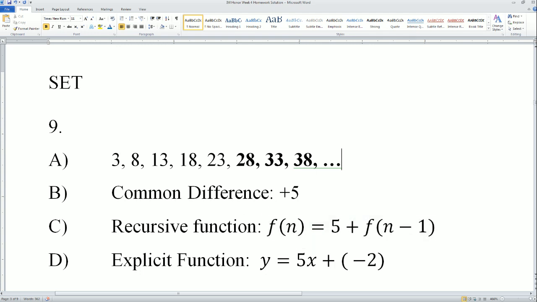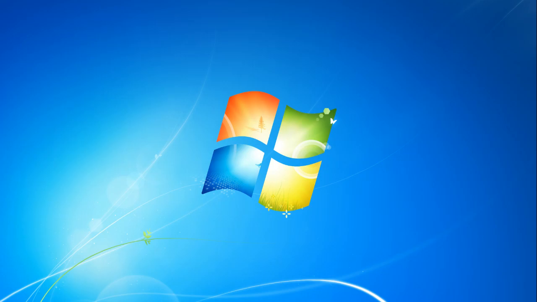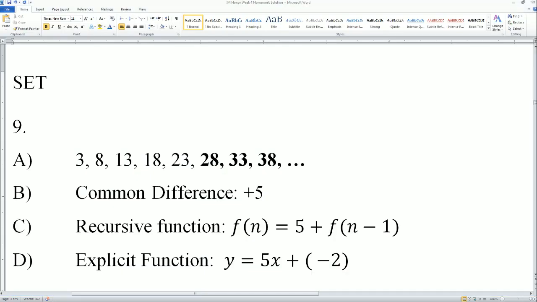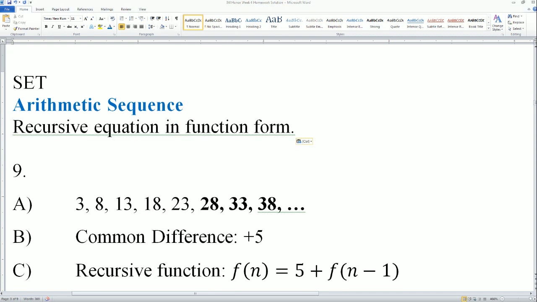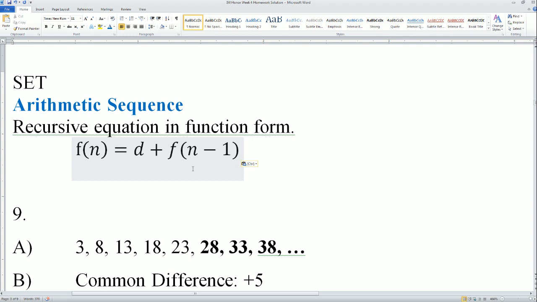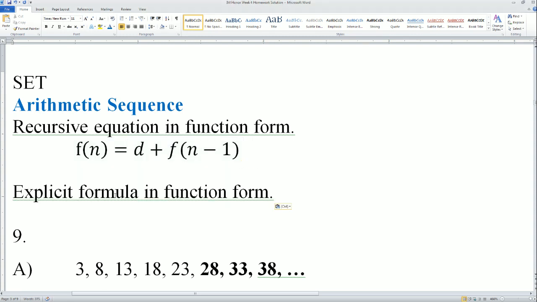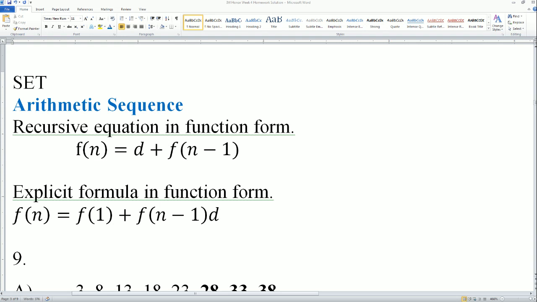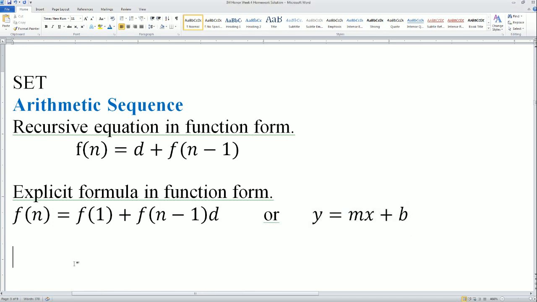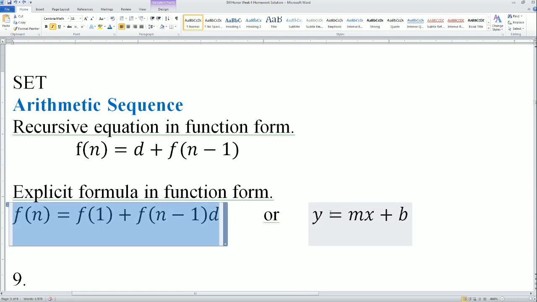Okay? The recursive formula. So let me remind you what the recursive formula is. The recursive formula for an arithmetic sequence. For an arithmetic sequence, we know that the recursive form is defined by this, right? We got this from our task earlier. The implicit form looks like this, or our beautiful y equals mx plus b. But for the sake of the solution, I'm going to be showing it using this. Then if you simplify it, you could get the y equals mx plus b form.